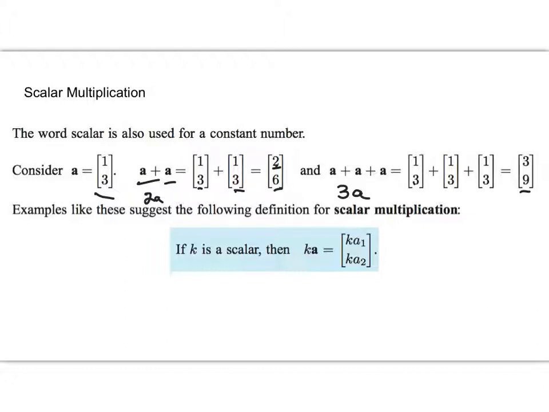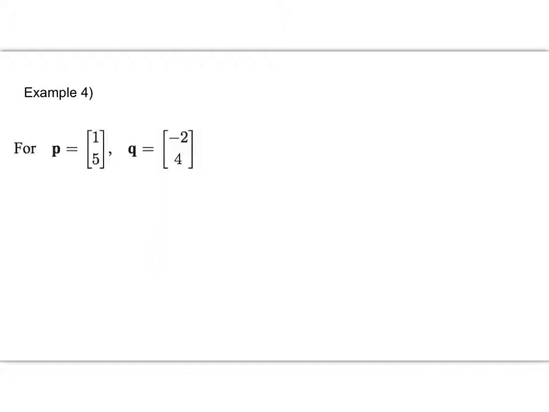So what we can derive from that is that if k is a scalar, then right here, 2 would be k, and 3 would be k in this instance. Then kA is simply k times each component of the vector. If I have 2A here, 2 times 1 is 2, and 2 times 3 is 6. And if I have 3A here, 3 times 1 is 3, and 3 times 3 is 9. All right, let's try an example.